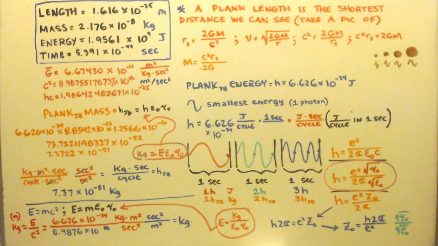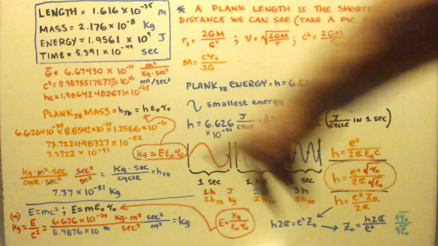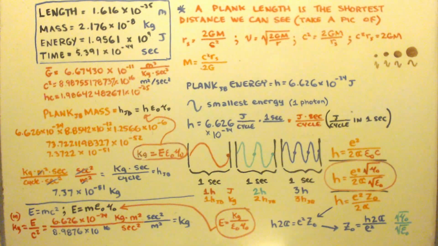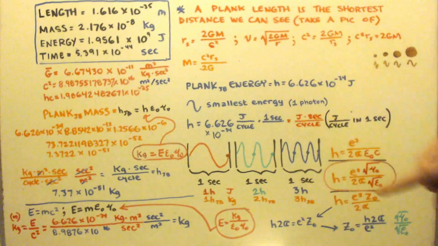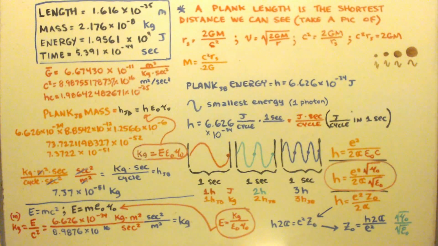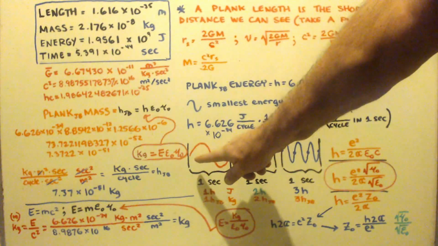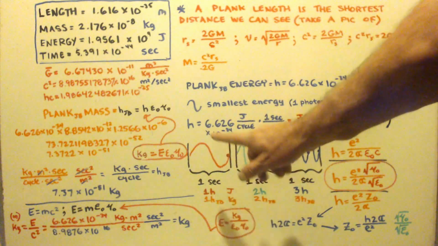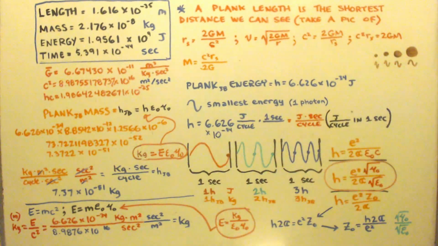But anyways, you notice they all have those same permittivity and permeability, right? But I want you to notice what we did so far. First, we did the energy, right? We know H, we know how to get H from these formulas here. But we know what H is. It's one sine wave. It's one cycle of energy, right?